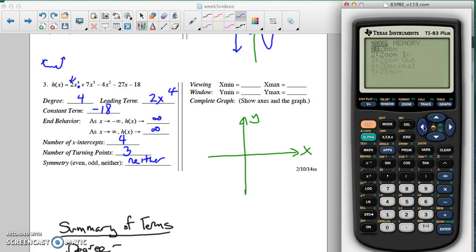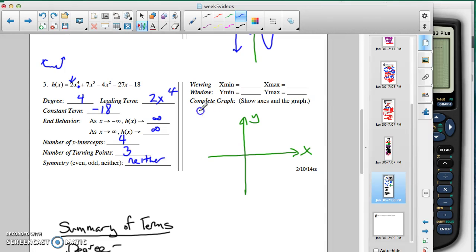So that might be something new you didn't know before. These are all the zooms, but we also have a memory of zoom previous. So I'm going to do that. It's going to take me back out to my window that I had before. All right. So that means my x minimum was negative 10, my x maximum was 10. My y minimum was negative 50 and my y maximum was 10.